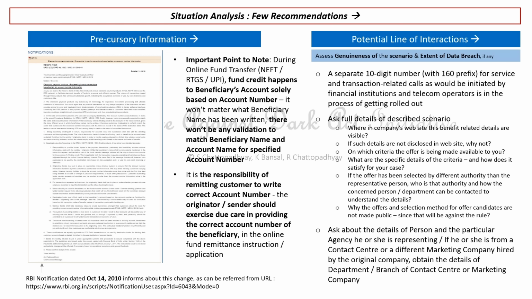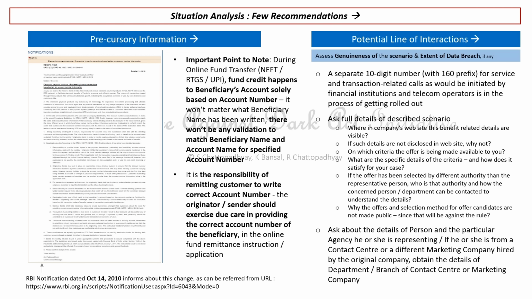In addition to that, you also need to have full details of the described scenario. When you're talking to the representative of the company, whatever benefits they are mentioning, it has to be publicly disclosed information. You need to understand where you can check whether the benefit details are visible to the public or not. If those details are not disclosed on a website, why not? You need to understand the criteria for the offer being made available to you. What are the specific details of the criteria? How does it apply to your case?